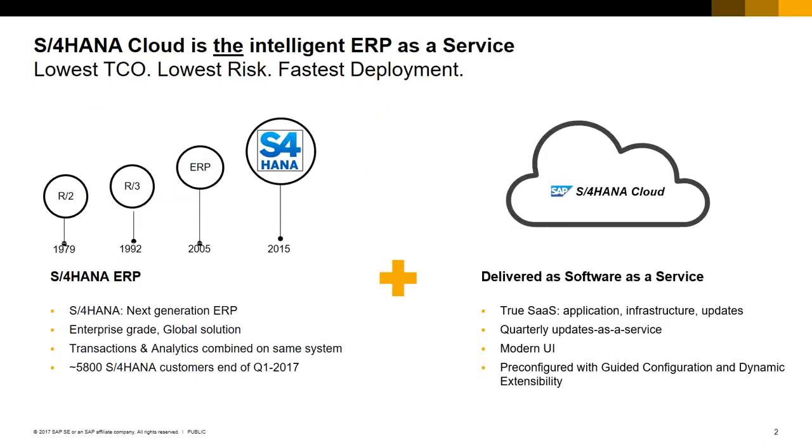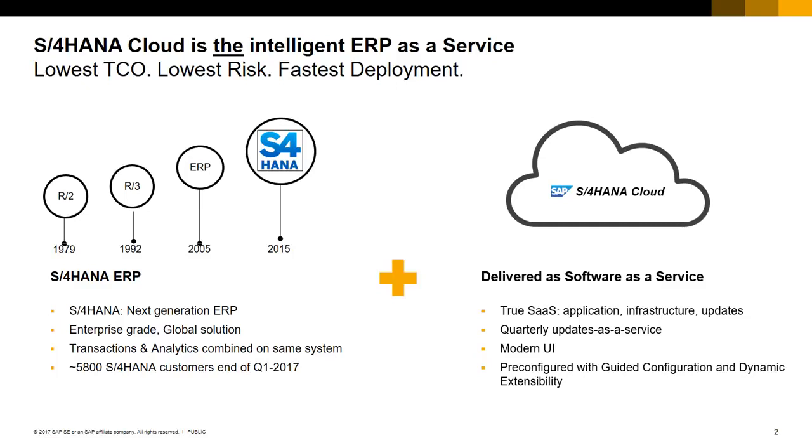SAP S/4HANA was introduced in February 2015 as the new product and next generation ERP for our customer base. This product is based upon the 45 years of history that we've gained across the industries around all sorts of ERP processes, and now combining it with the in-memory technology database and tooling of SAP HANA.